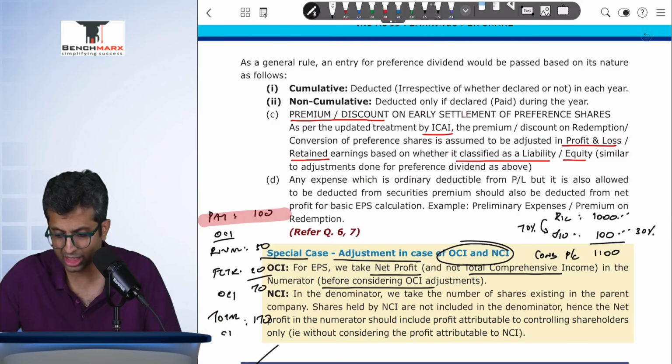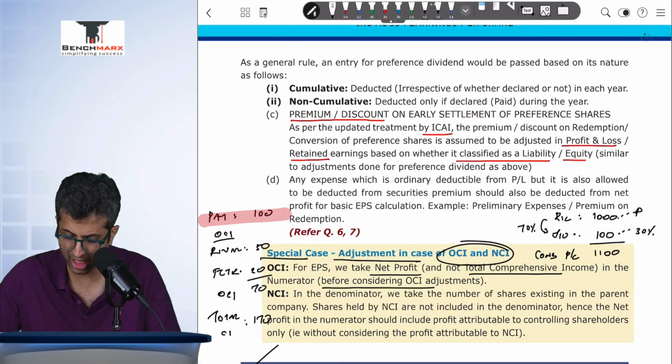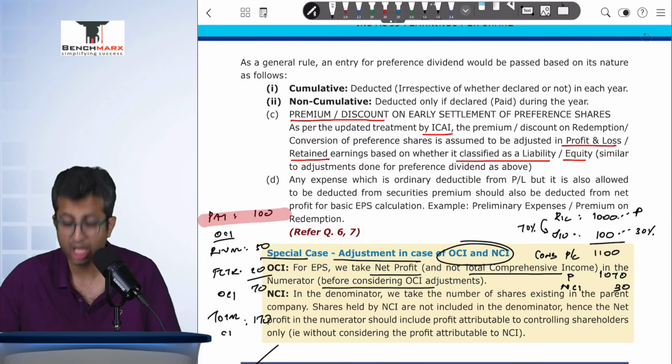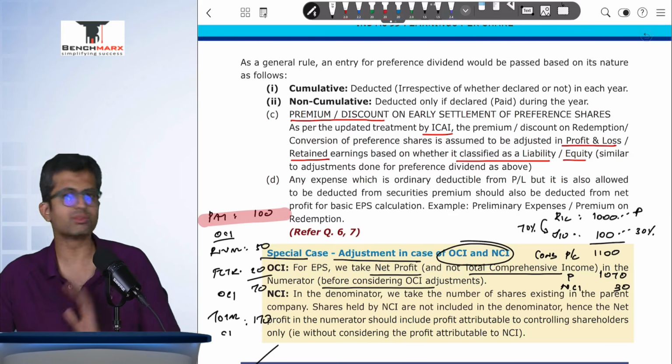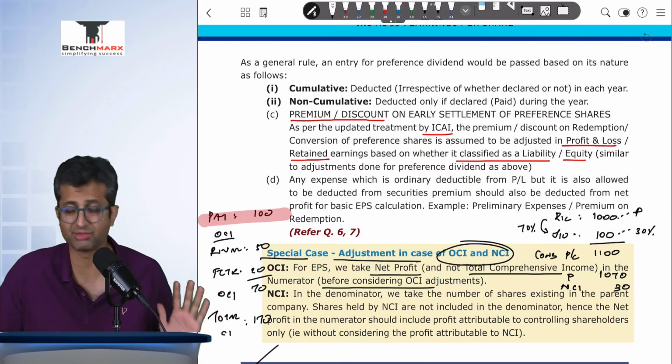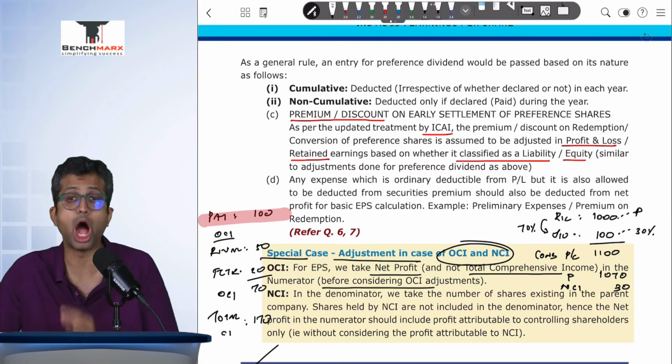1000 entirely is attributable to parent only. So I will say out of this 1100, maybe 1070 is attributable to the shareholders of the parent, and to the non-controlling interest, let us say 30 is attributable. Now the question is, all of this is net profit. Let us say there is no other comprehensive income. All of this is net profit. How much of this will be taken to be your EPS?